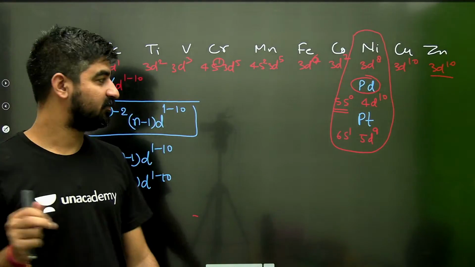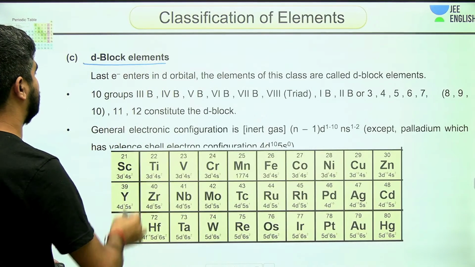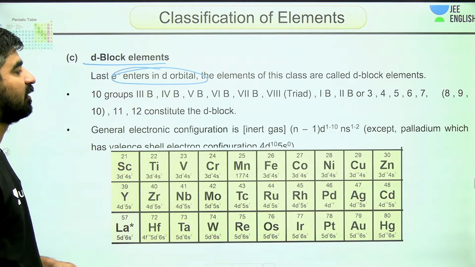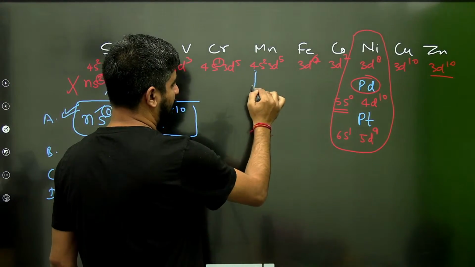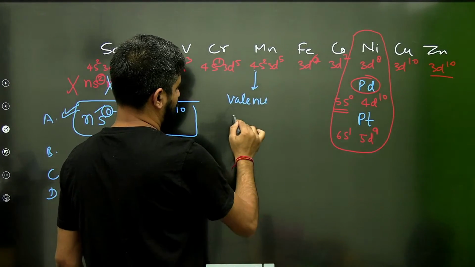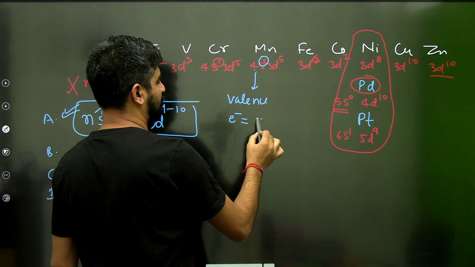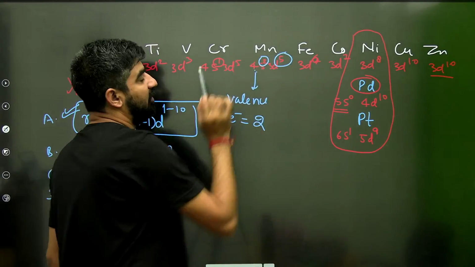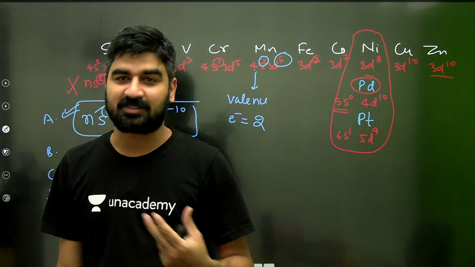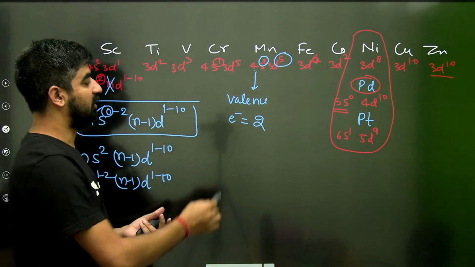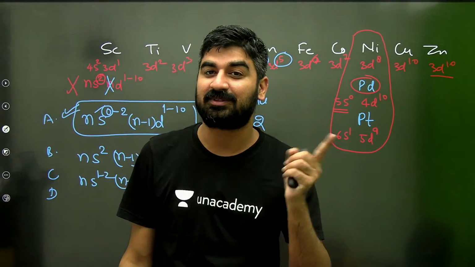Any doubt? So now let's move on, guys. For d block elements, the last electron enters into the d orbital. So here, if I ask you how many valence electrons there will be, I will say 2 valence electrons are there, and the last electron is entering into the d. So d electrons are not called valence electrons. So what are valence electrons? The electrons present in the orbital having the maximum value of n. 4 is the maximum, 3d is not the maximum.